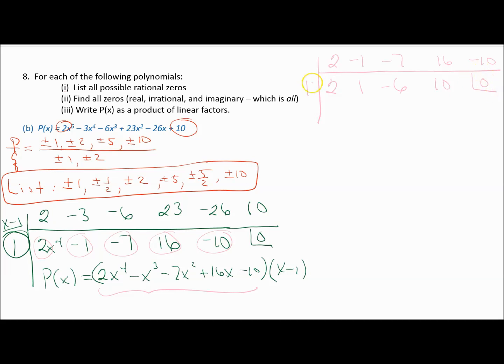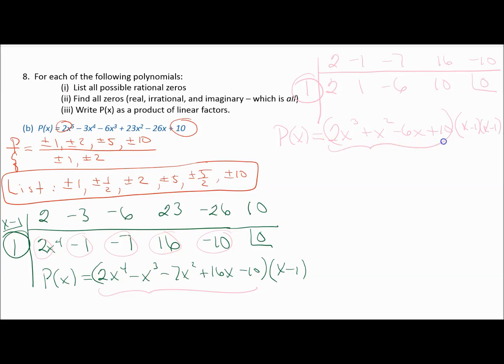And see, there it is. That means x equals 1 is a 0 again. I stop and I rewrite. Now I have p of x equals my quotient: 2x to the third plus 1x squared minus 6x plus 10, times x minus 1, x minus 1. Why two x minus 1s? Because x equals 1 was a 0 twice.